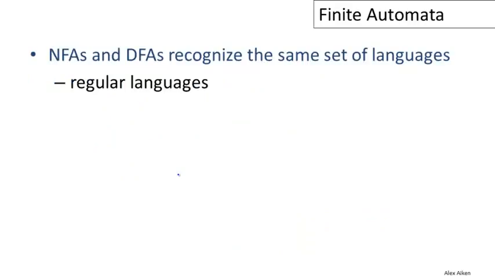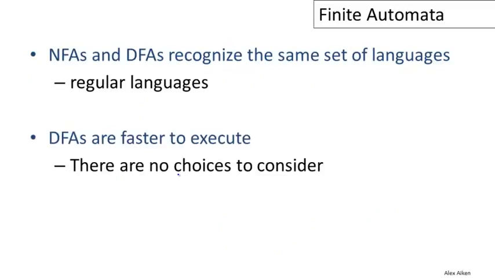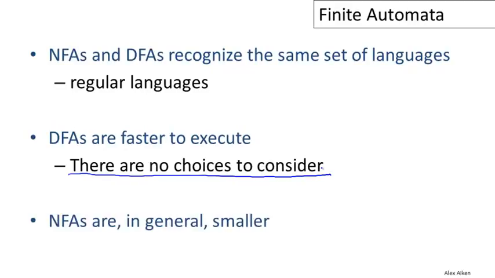It turns out that NFAs and DFAs recognize exactly the same languages, in particular the regular languages. So NFAs, DFAs, and regular expressions all have equivalent power. They can only specify regular languages. DFAs are definitely faster to execute, primarily or entirely because there are no choices to consider. A DFA can just follow a single path through the state graph, whereas with an NFA, we have to keep track potentially of the set of choices, and we might be in a set of states.